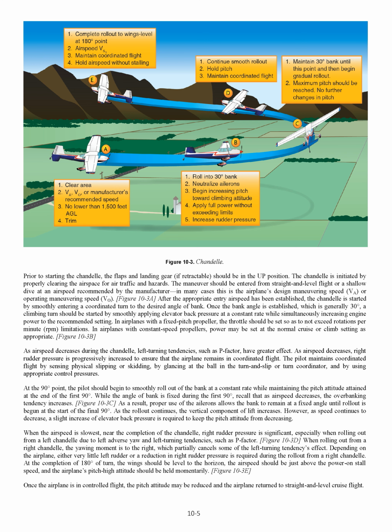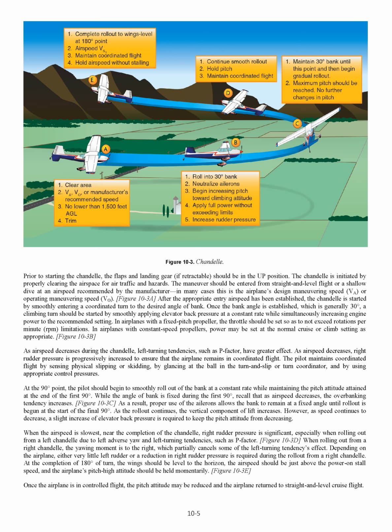As the rollout continues, the vertical component of lift increases. However, as speed continues to decrease, a slight increase of elevator back pressure is required to keep the pitch attitude from decreasing. When the airspeed is slowest, near the completion of the chandelle, right rudder pressure is significant, especially when rolling out from a left chandelle due to left adverse yaw and left turning tendencies, such as P factor. When rolling out from a right chandelle, the yawing moment is to the right, which partially cancels some of the left turning tendencies effect. Depending on the airplane, either very little left rudder or a reduction in right rudder pressure is required during the rollout from a right chandelle.